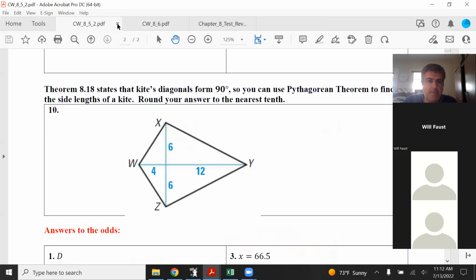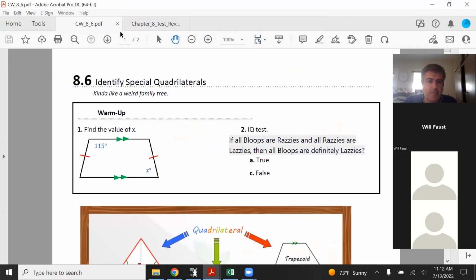Let me close these down. Okay, so 8.6, putting it all together. So here, this is a trapezoid. If that's 115, this is going to be 65, because the same side interiors have to add to 180, and since these are the same, that's also 65. And of course, this would be 115 right here. That's when you have an isosceles trapezoid.